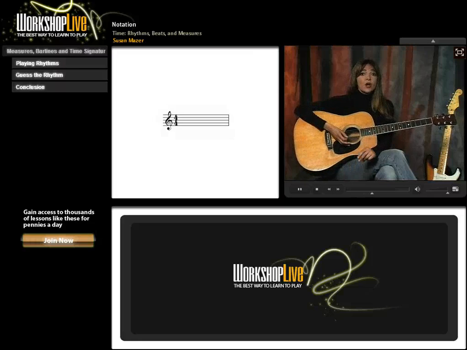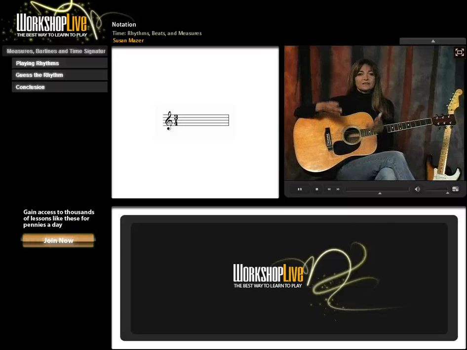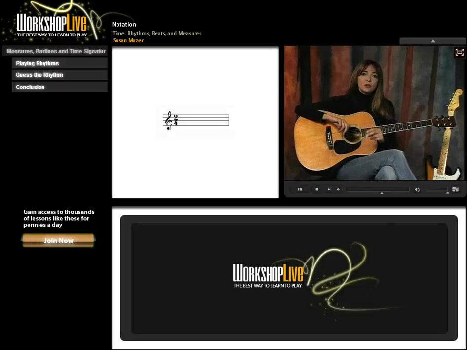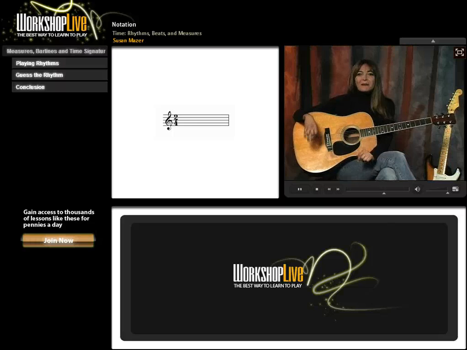Does it feel like 1, 2, 3, 4? If it does, then the top number will be 4. Does it feel like 1, 2, 3? If it does, top number's 3. And if it feels like 1, 2, 1, 2, then of course the top number will be 2. The bottom number tells you what type of note gets one beat.